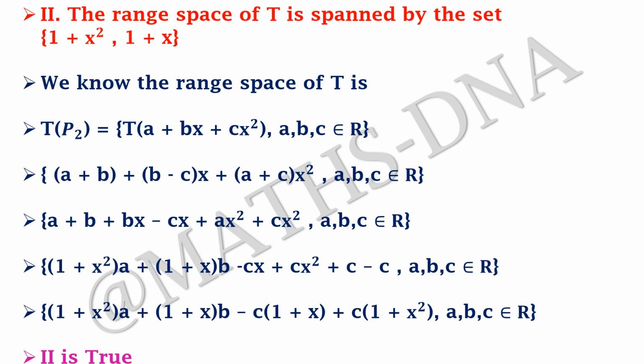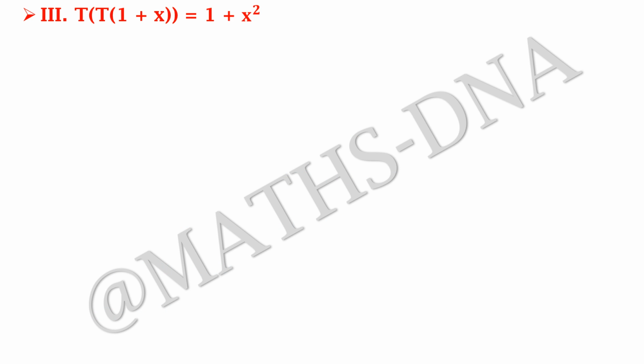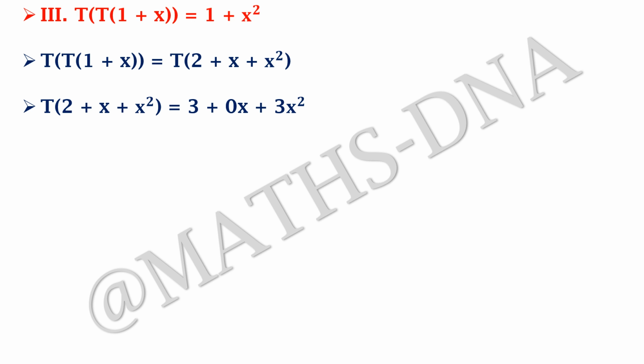So the second statement is correct as well. Moving on to the third one. The third one says T(1 + x) = 1 + x². You need to simply apply the transformation. When you apply it for the first time, you get T(2 + x²). When you again apply it, you get T(2 + x²) = 3 + 3x², which is not equal to 1 + x². So the third statement is not correct.